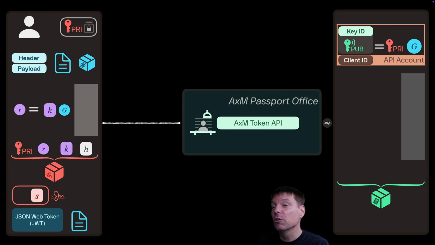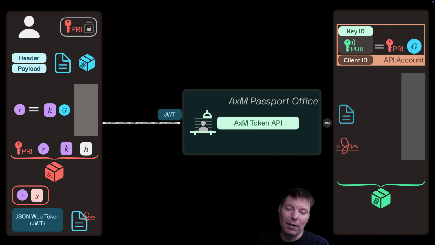Remember, I told you that our signature is also going to need to include the x coordinate of the point that we randomly generated. We're going to add the signature to our Passport application and send our JSON web token over the wire to Apple School Business Manager Passport Office.